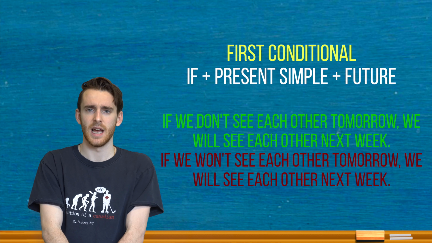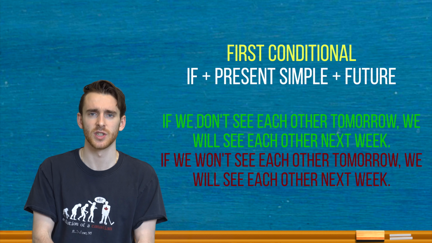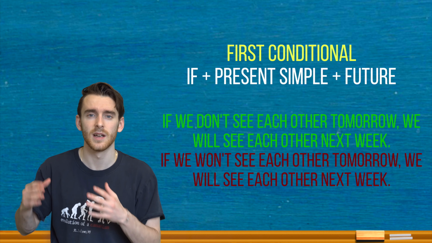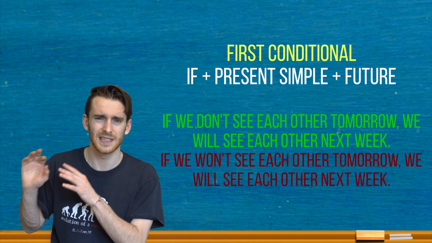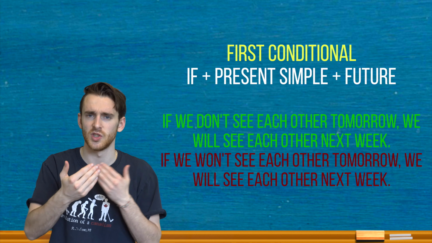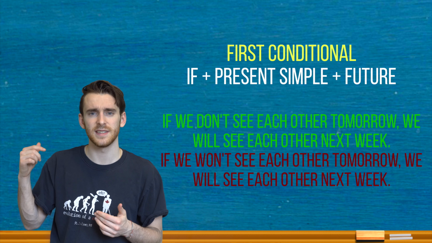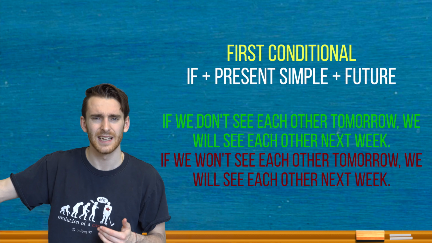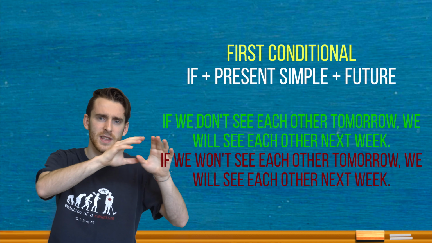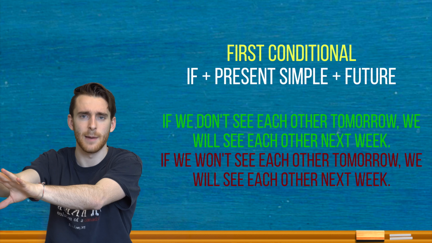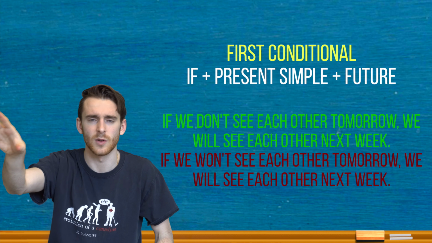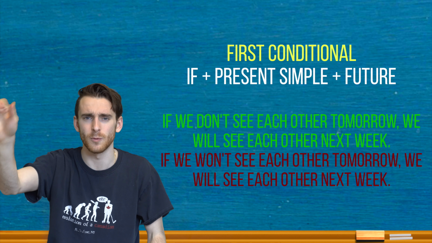Yes. So let's move on to the first conditional. The first conditional is if plus present plus future with will or going to. Let's focus on will for this video. So if we don't see each other tomorrow, we will see each other next week. What does this represent? It's a condition, right? If this thing happens, then this will happen. If this thing doesn't happen, then this will happen. Or if this thing doesn't happen, then this won't happen.